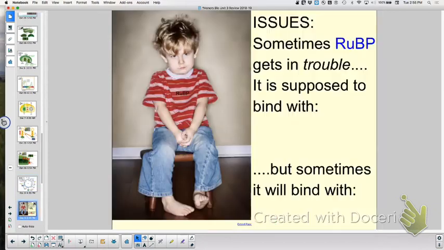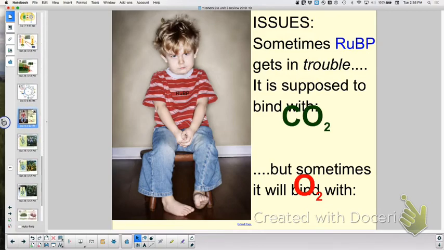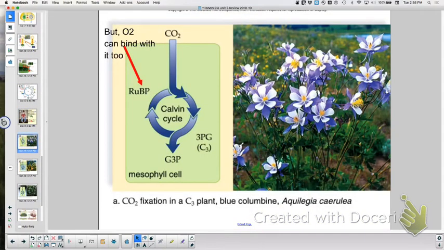And we talked about RuBP, because it's supposed to bind with CO2, and sometimes it binds with O2. And we call that photorespiration. That's bad. There are two adaptations to avoid that. If the CO2 levels go down, because let's say the holes on the leaves, the stomata, are closed, and it's still doing a bunch of photosynthesis, oxygen levels are going up but the CO2 levels are low, then RuBP will hook up with oxygen.